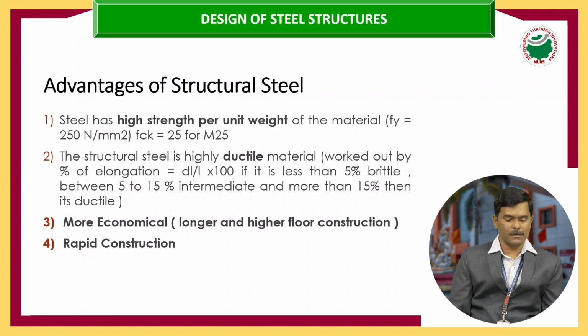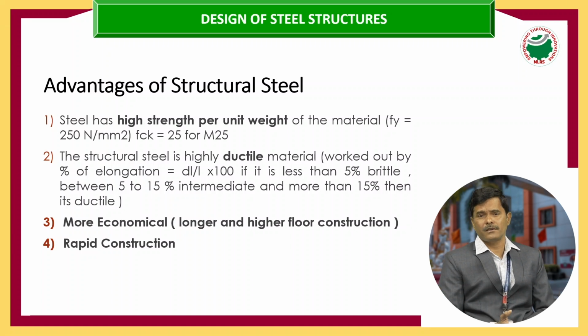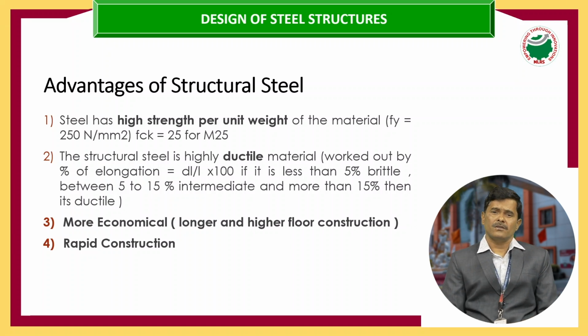Okay, now we can see the advantages of structural steel. So steel has high strength per unit weight of the material. Generally you can see in concrete, the plain cement concrete density is 2400 kilogram per meter cube. In RCC, it is 2500 kilogram per meter cube.